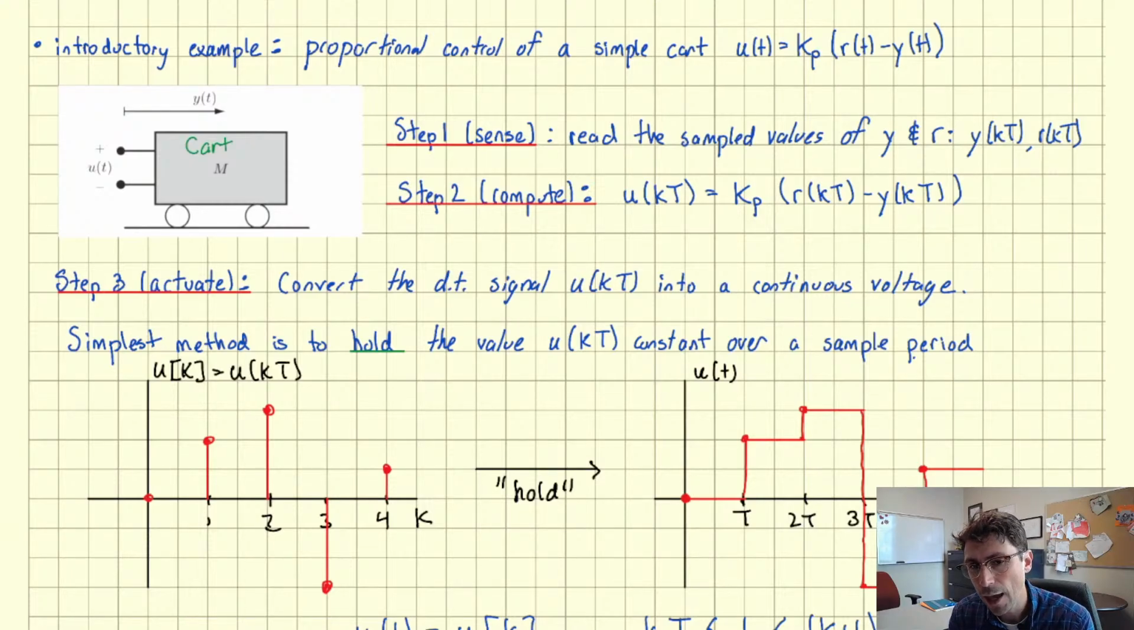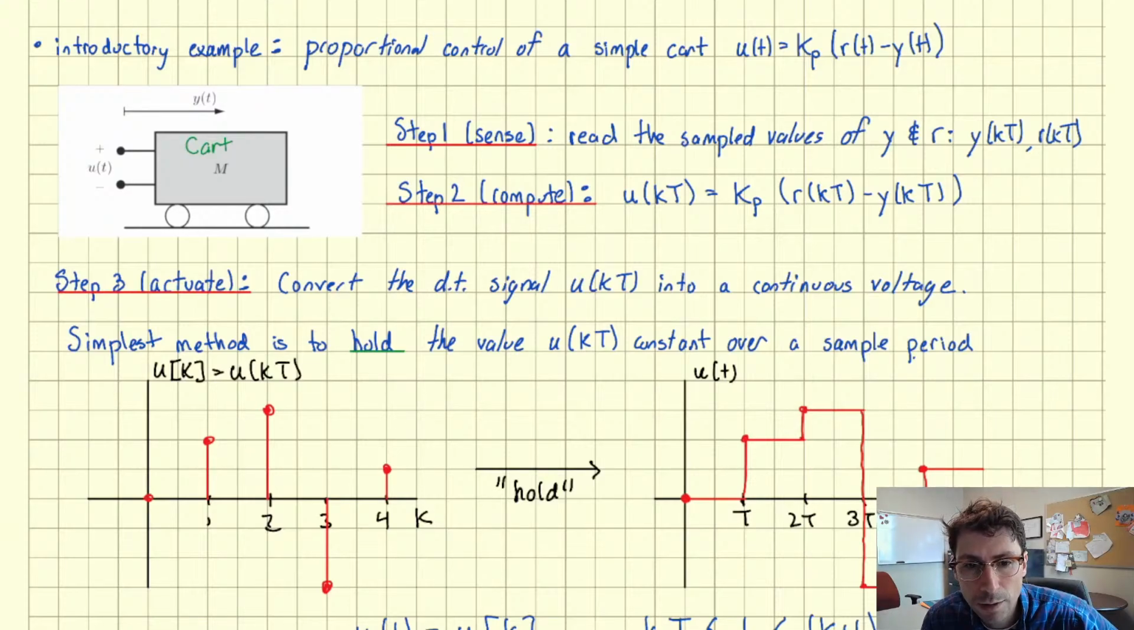Basically we left off with this idea that the program running on the computer is going to cycle through the following steps. Step 1 is going to be sense. So read the sampled values of Y, the position of the cart, and R, the desired or commanded position of the cart, and update those values. Then compute the control signal. In this case, it's very trivial. It was just a gain, Kp, times the difference between the sampled values of the reference and the output.